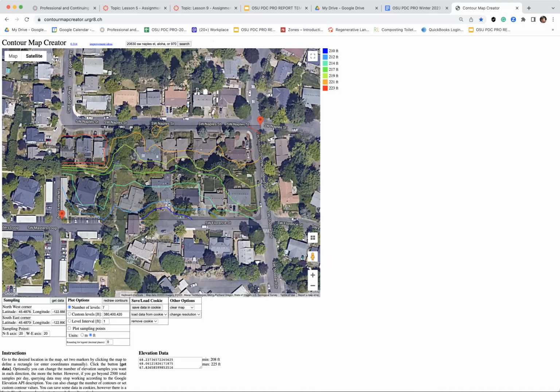So let's put a site boundary around it. We're going to do that in pink, so it's a different color. And it's going to be kind of accurate.